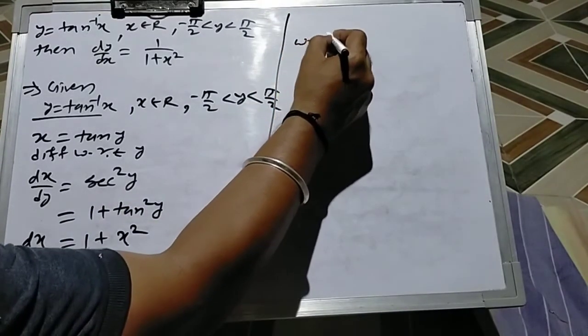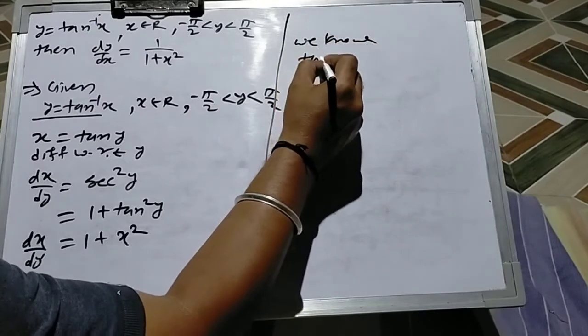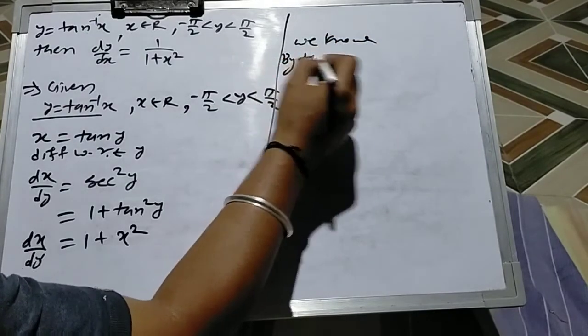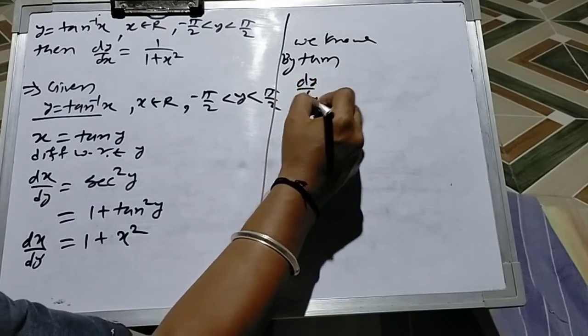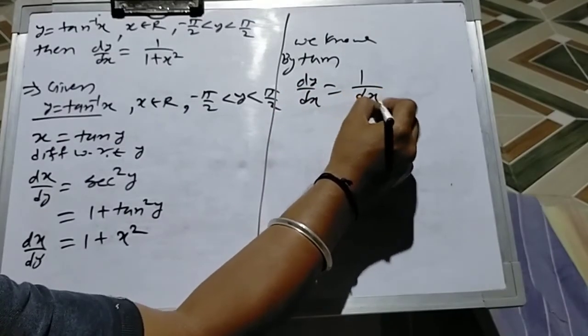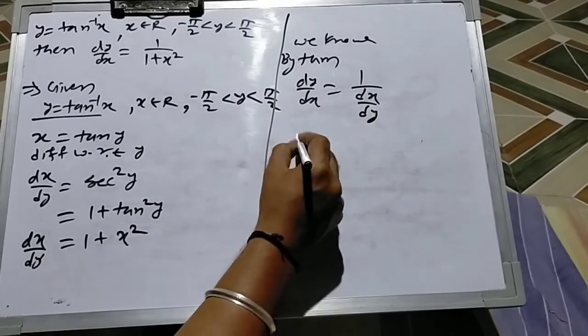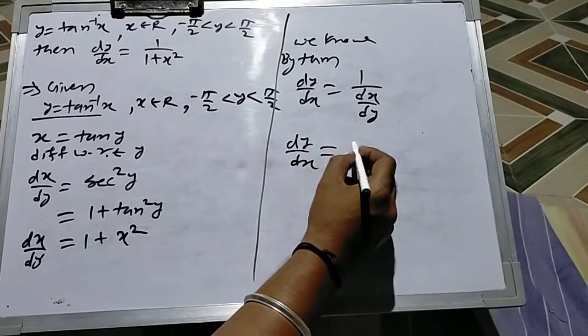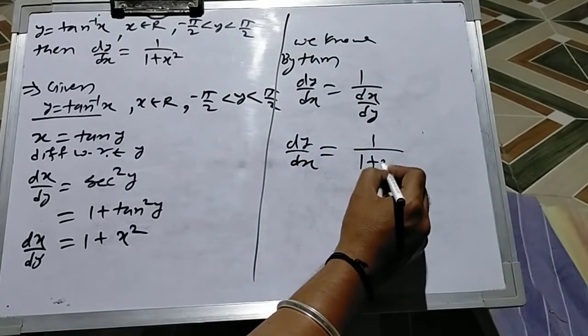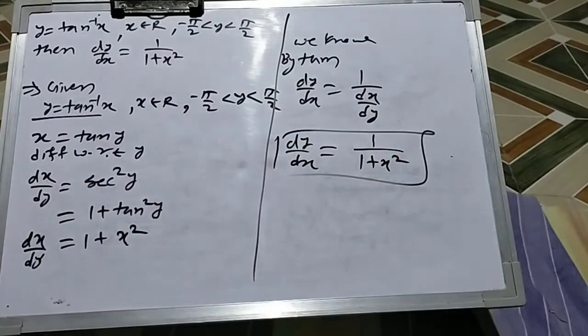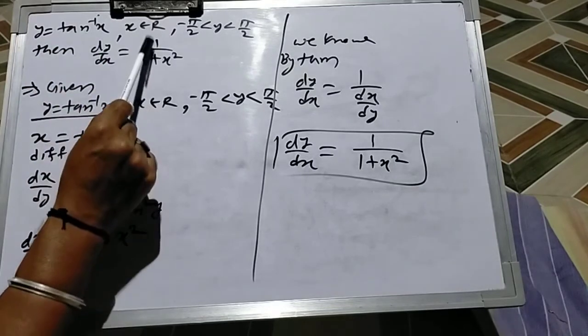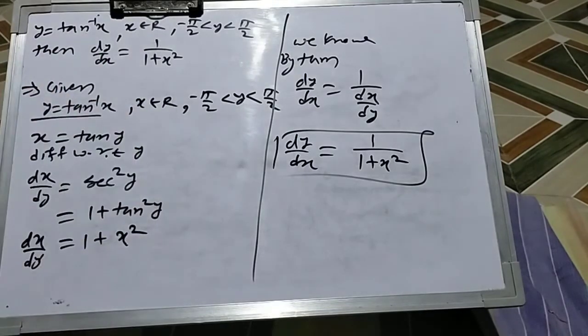Now we know again by the theorem, dy by dx is equal to 1 divided by dx by dy. Now put the value of dx by dy. So therefore dy by dx is equal to 1 divided by 1 plus x square. This is the derivative of tan inverse of x. Now similarly, we find the derivative of cot inverse of x is minus 1 divided by 1 plus x square.